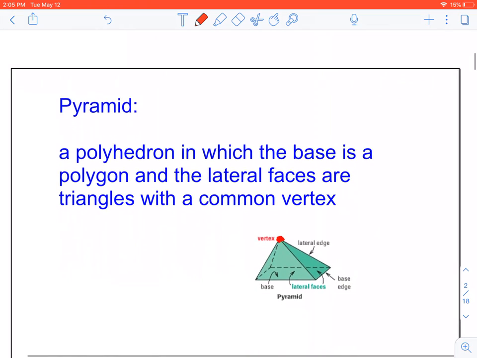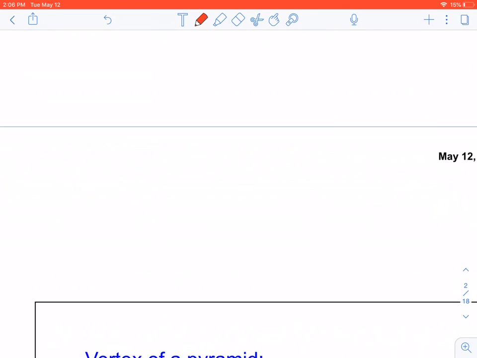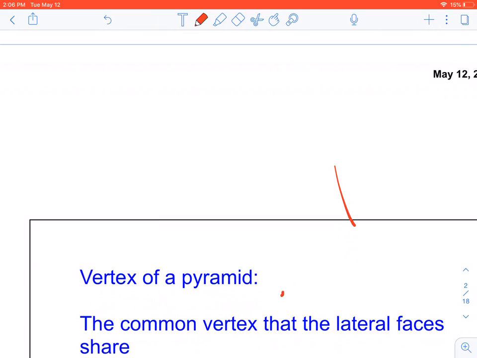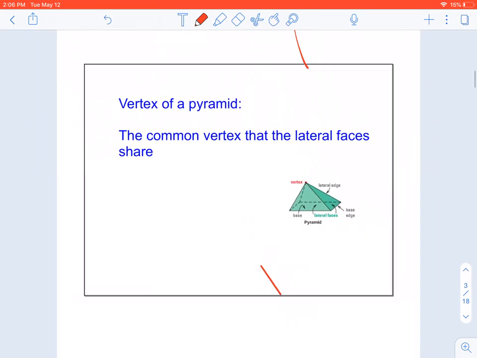Today we get into shapes that only have one base, such as your pyramid, which is a polyhedron, in which the base is some type of polygon, triangle, rectangle, square, and then those other lateral faces are triangles that all share that common vertex at the top. That vertex that they are talking about, it is known as the vertex of your pyramid. The common vertex that all of these lateral faces all meet at.